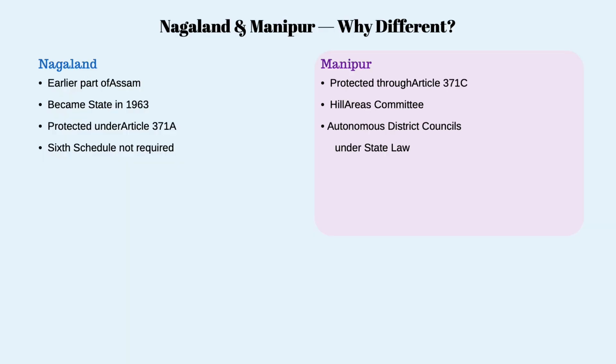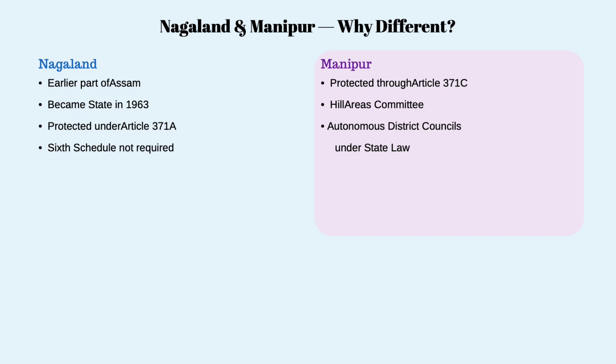Now I explained to you earlier, Assam, Tripura, Meghalaya and Mizoram are part of the 6th Schedule, but Nagaland and Manipur are not included in the 6th Schedule. Now Nagaland, it is protected under Article 371A, and like I said earlier, it was part of Assam, it was a minority, but once it became a state, it became a majority. It no longer needed protection, and it is also protected under Article 371A, so the 6th Schedule is not required, okay?